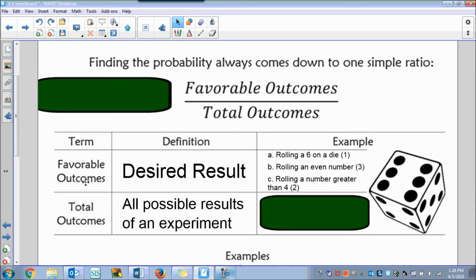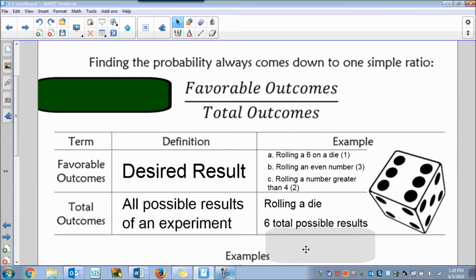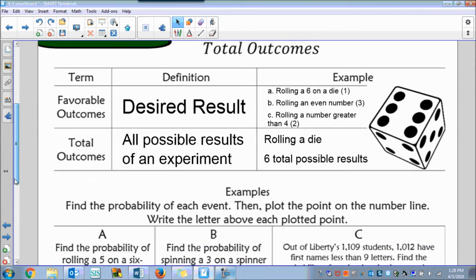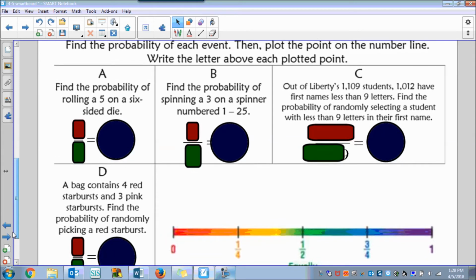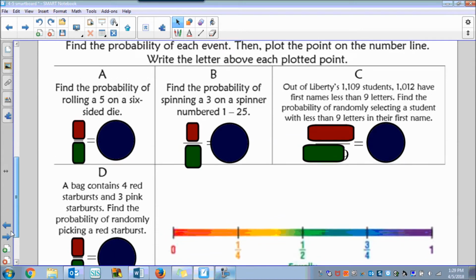Those are just 3 different examples. And in that experiment, there are 6 possible outcomes. When you roll a die, you can get a 1 through 6. That's 6 possible different outcomes. So the chance of rolling a 6 on a die is 1 out of 6. The chance of rolling an even number is 3 out of 6. The chance of rolling a number greater than 4 is 2 out of 6. It's the favorable outcomes over the total possible outcomes. So that's what we're going to practice here. We're going to find the probability of each event and then plot each of those points on the number line, and we'll write the letter above each plotted point.